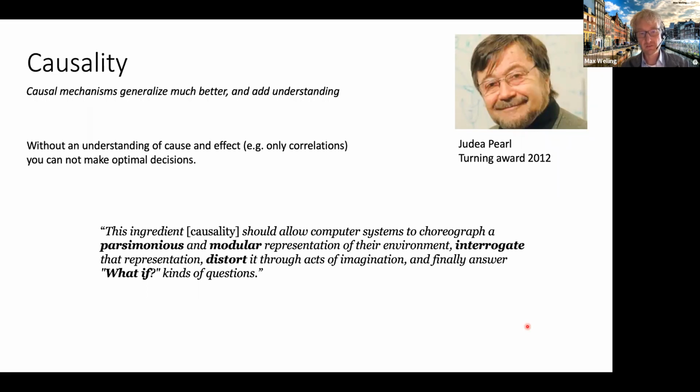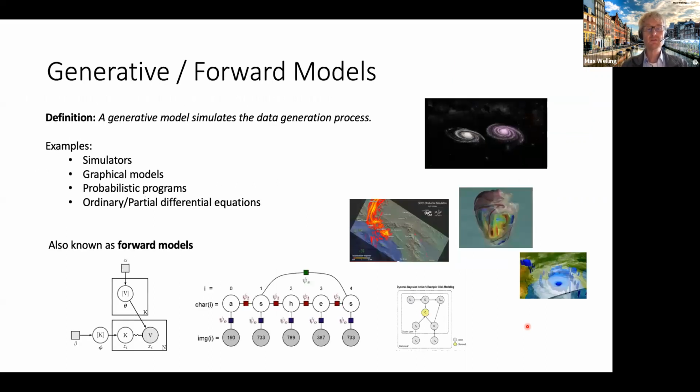And maybe this is a very interesting quote from Judea Pearl that I want to read. It says, this ingredient, by which he meant causality, should allow computer systems to choreograph a parsimonious and modular representation of their environment, interrogate that representation, distort it through acts of imagination, and finally answer what-if kind of questions, right? So we have some kind of model that not only makes predictions in the real world, in fact, we can imagine new worlds which don't even exist and answer questions in those new worlds. And this idea that we can imagine worlds is very, very powerful. So in machine learning, we are also building on these ideas.